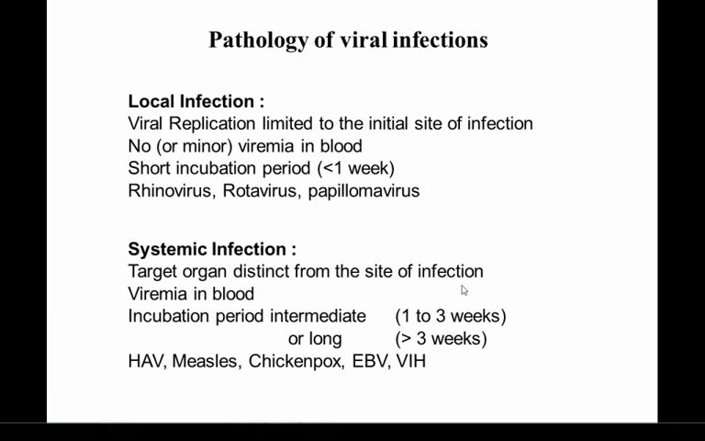One example is hepatitis A virus, site of infection in the gut, symptoms in the liver. Measles, the initial site of infection will be the respiratory mucosa, and the symptoms are on the skin. HIV, infection in the genital mucosa.